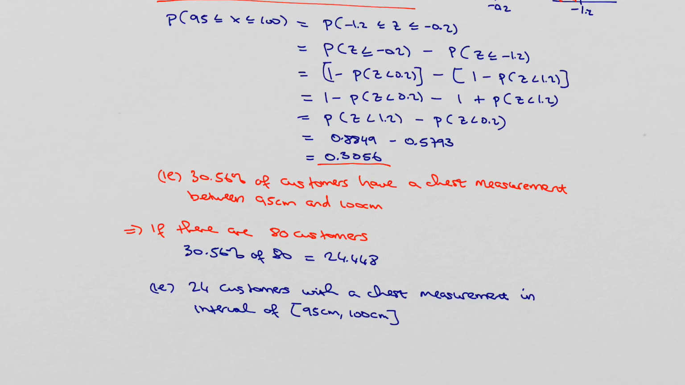Now if we were to round that up to 25, then you'd have 25 customers. Well, 25 customers would actually give you 31%, since 25 over 80 is 31%, and that's outside of our range. It has to lie within the range of 95 and 100, so we have to go with the lower value of 24 customers.